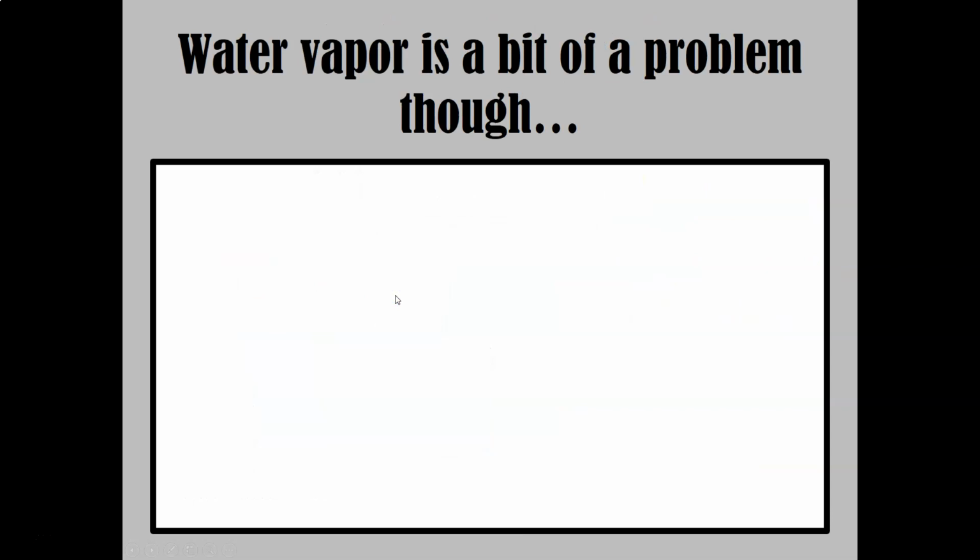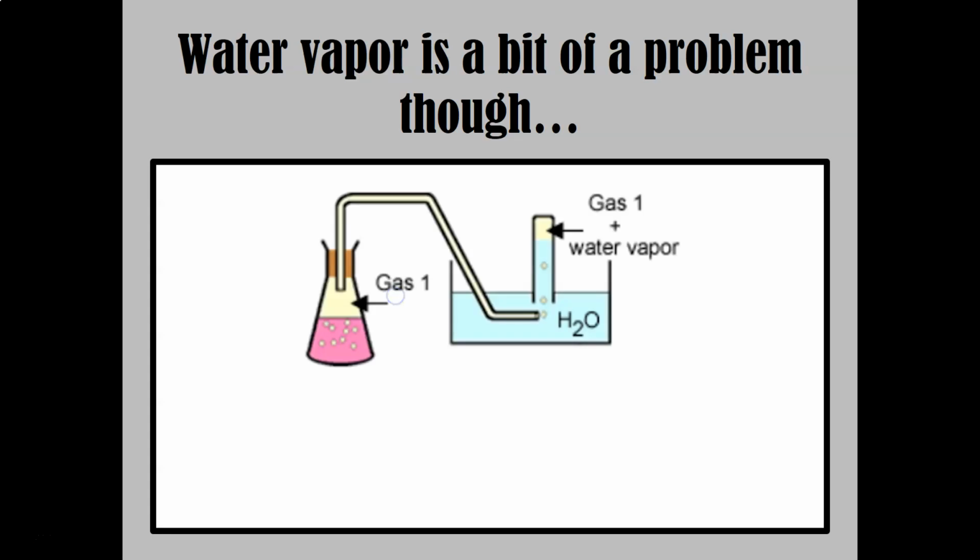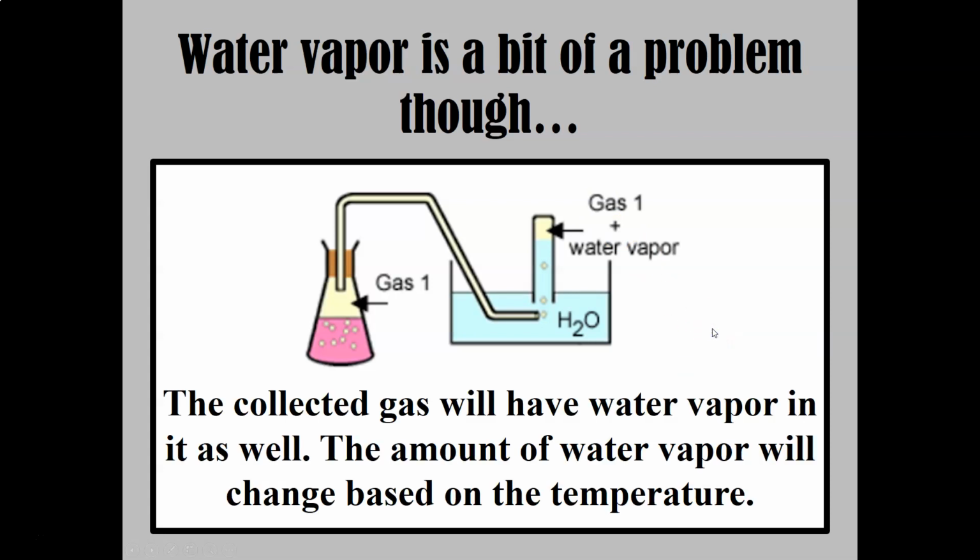There is a bit of a problem though, is that the water gives off vapor, right? And so when you are collecting your gas up here, it's not pure gas. It's gas and a little bit of water vapor. We call this wet gas. The gas is not pure. It's mixed with the water vapor, which is why we call it wet, okay? So the collected gas is going to have this water vapor mixed into it. And that's going to mess up our calculations, right? Because now it's not 100% of the pressure coming from our gas. Some of the pressure will come from the water vapor.